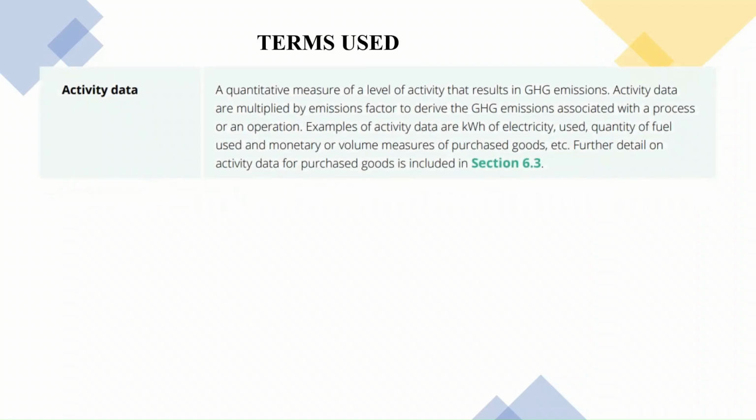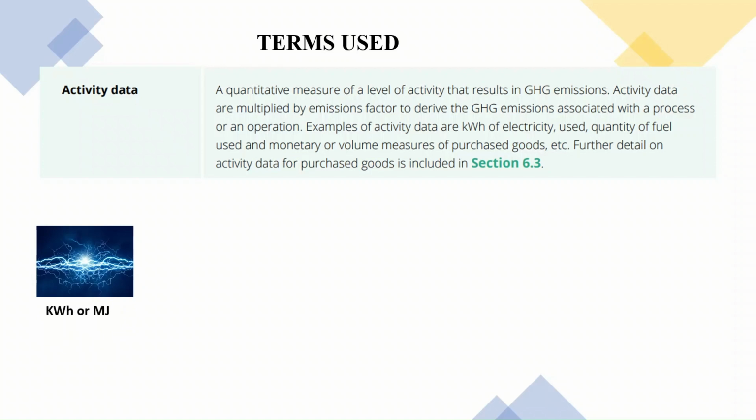So let's start with the first term, which is activity data. Activity data is the type of data used to assess the environmental impact of a particular product. These are the goods or raw materials that an organization is sourcing from other companies, and the electricity that they are purchasing from the grid or outside the organization. All these things come under activity data.